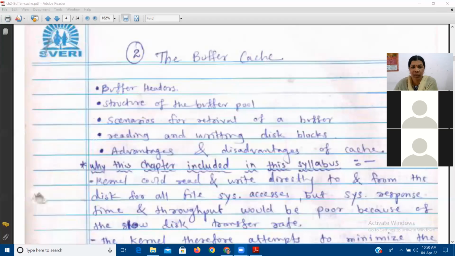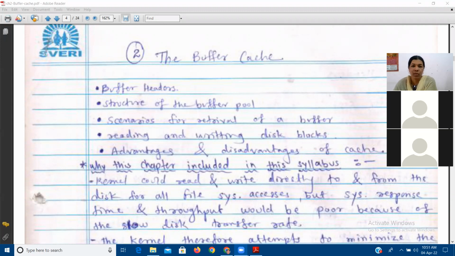So that's why the major point we are discussing is scenarios for retrieval of a buffer. Under reading and writing these blocks, we are discussing 3 algorithms: 2 algorithms for reading purpose and 1 algorithm for writing purpose. And in scenarios, along with 5 scenarios, we are discussing one more algorithm, that is the getblk algorithm, that is how to get a free buffer from the buffer cache. It is a big algorithm having the weightage of 10 marks. And one more small algorithm we are discussing in the first scenario, that is the brelse algorithm. So total 5 algorithms we are discussing as a part of this chapter.